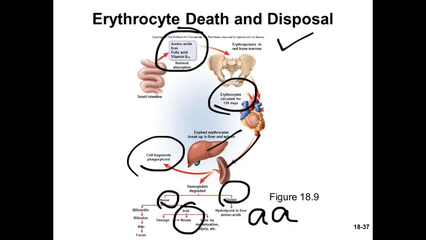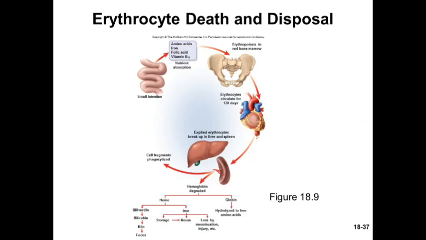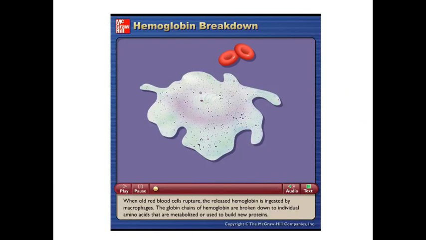Of course, you'll be losing some of that iron to menstruation and to injury and bleeding. And then the heme group, as I mentioned, is broken down and contributes to the colors of urine and the feces. So this little video will run through that whole hemoglobin breakdown for you.